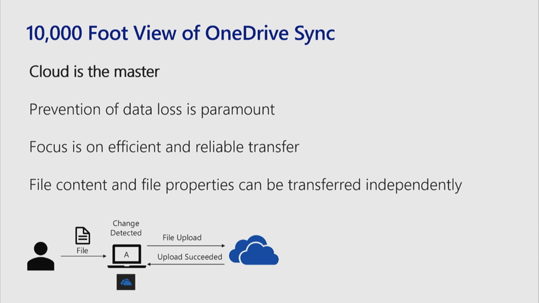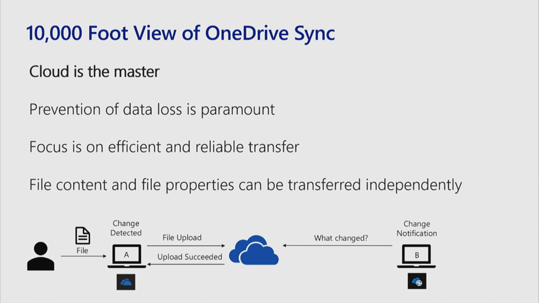When the cloud receives the file and successfully persists it, it notifies the client that that was the case. The Sync client updates its state, and now it's in sync with the cloud. At the same time, another device, let's call it device B, receives a notification from the cloud that something has changed. So it proceeds to ask the cloud what has changed.